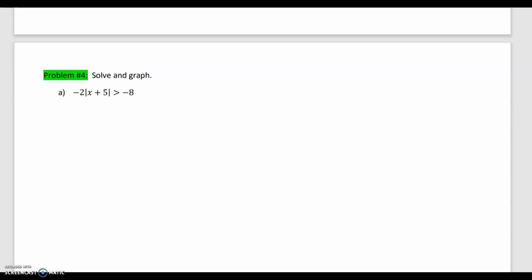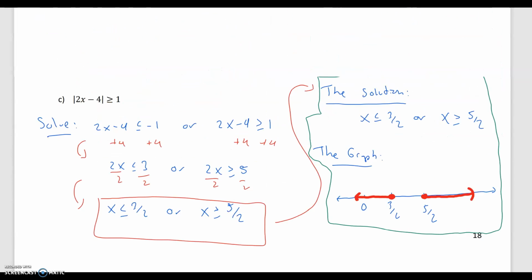Hi class, let's take a look at problem 4a. Now notice that it's not in the proper form. This is because all the problems that we've been doing technically have the absolute value by itself. So let me just show you the formulas.